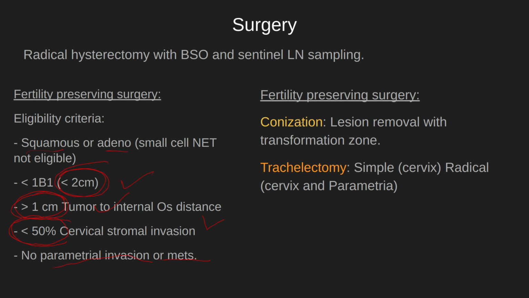So what are the fertility preserving surgeries that the patient can undergo? Conization is the most common, in which the lesion is removed with the underlying transformation zone. Trachelectomy is another fertility preserving surgical procedure. There are two kinds of that. Simple trachelectomy involves removal of the cervix, and radical trachelectomy involves removal of the cervix and the parametria.